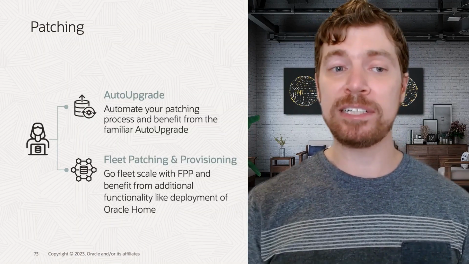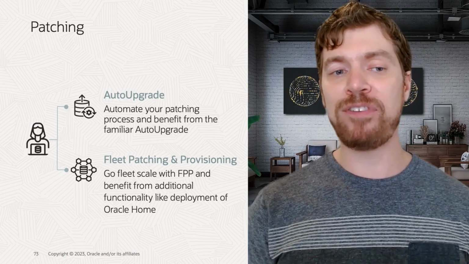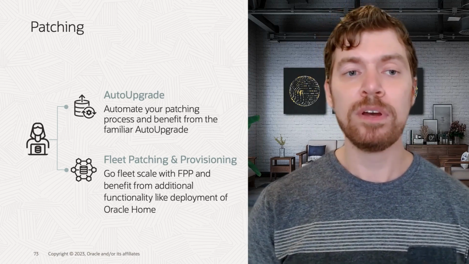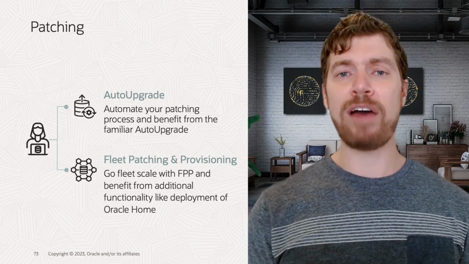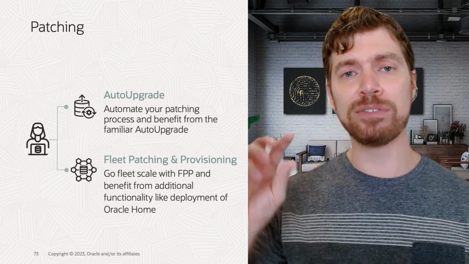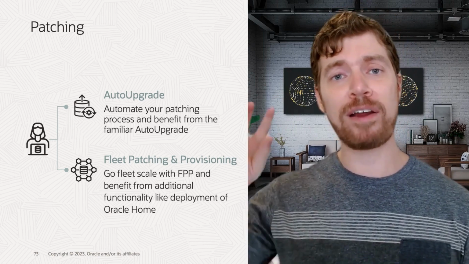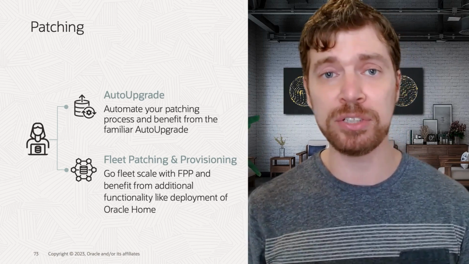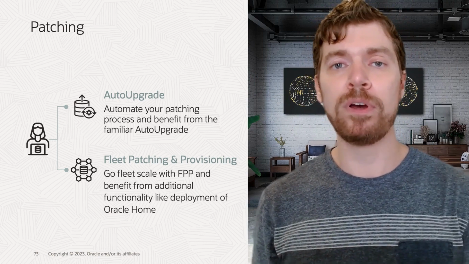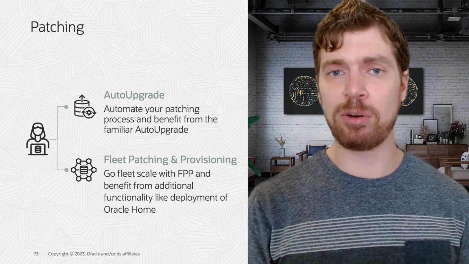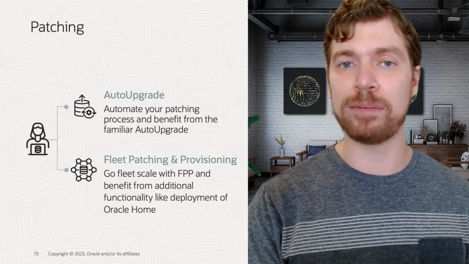Some people ask us, what's the difference between AutoUpgrade patching capability and Fleet Patching and Provisioning? The answer is AutoUpgrade patching capability is when you have a few databases and you simply download one 3 megabyte jar file from My Oracle Support, which is free to use. You deploy it, then you clone this database home, you apply the new patches and you use it. So it's something quick and for small environments where you have a few databases.